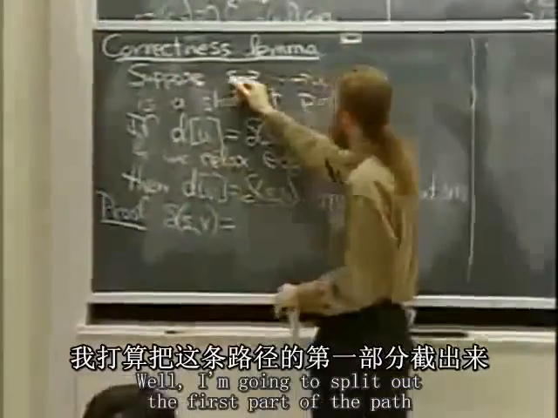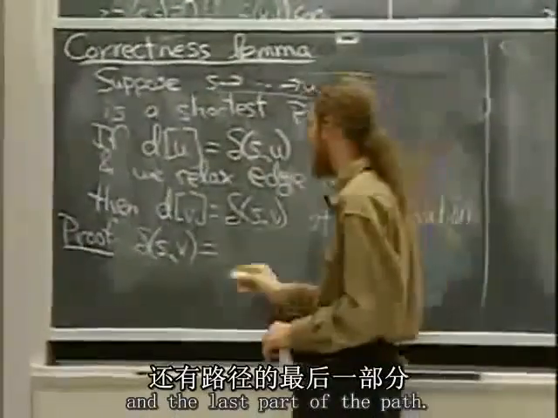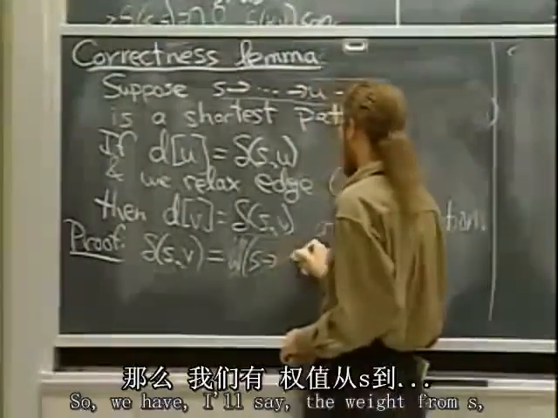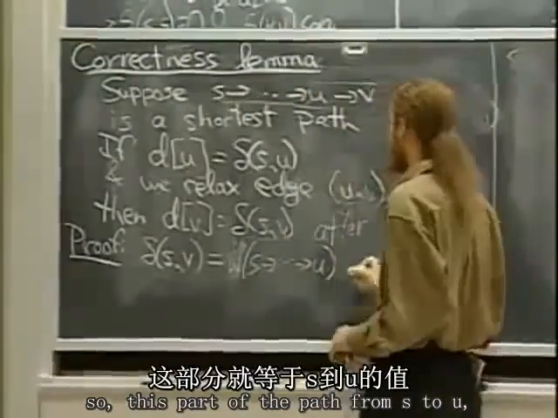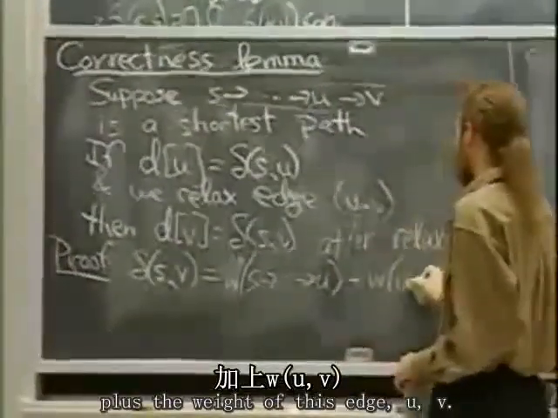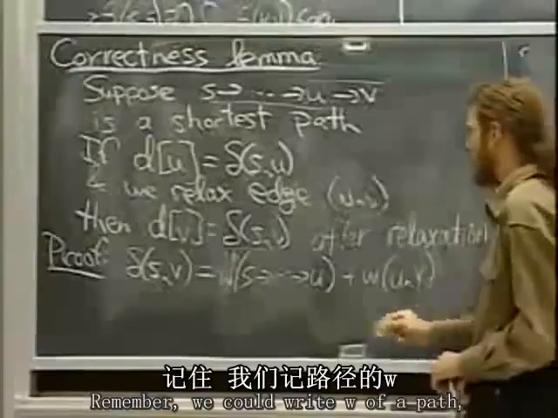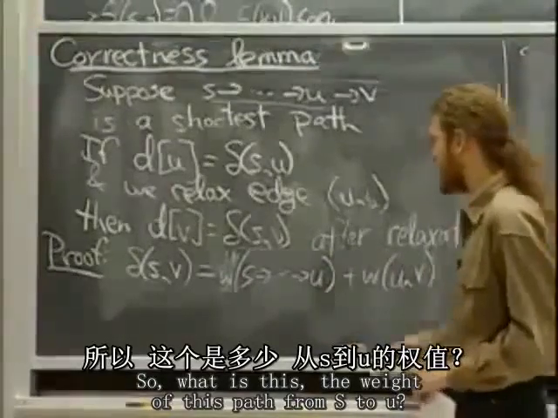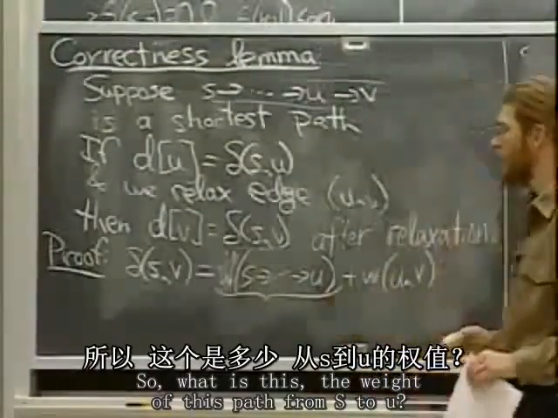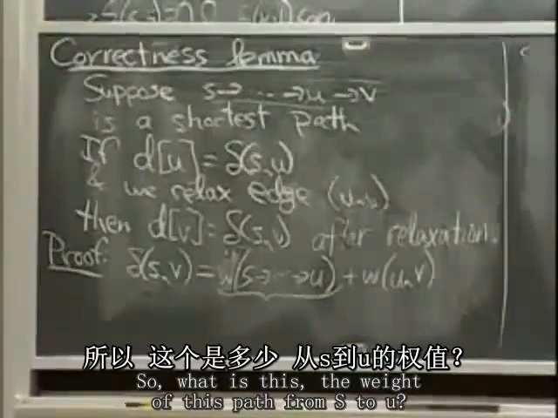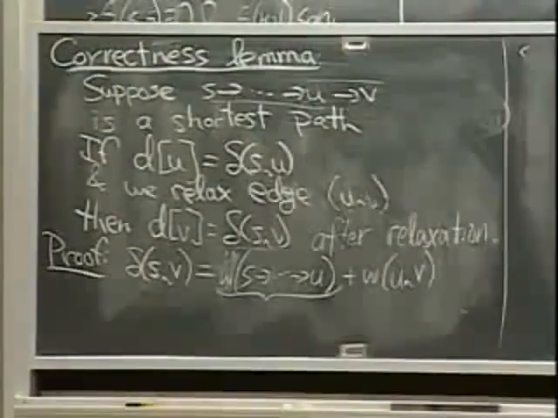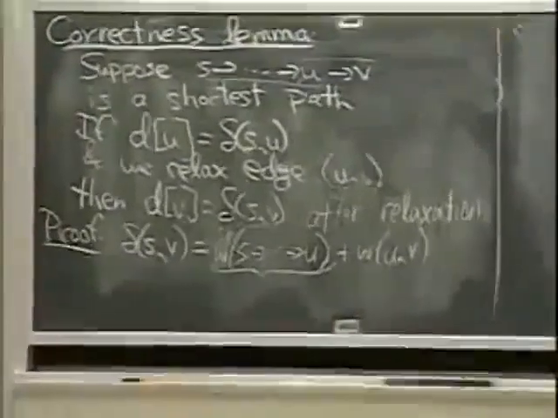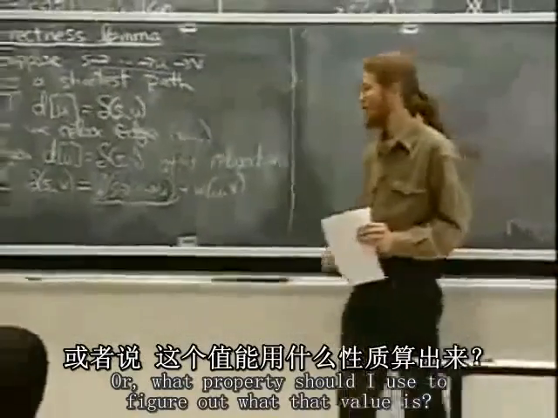I'm going to split out the first part of the path and the last part of the path. So we have the weight from s, this part of the path from s to u, plus the weight of this edge, u comma v. Remember, we could write w of a path, and that was the total weight of all those edges. So what is the weight of this path from s to u? What property should I use to figure out what that value is?